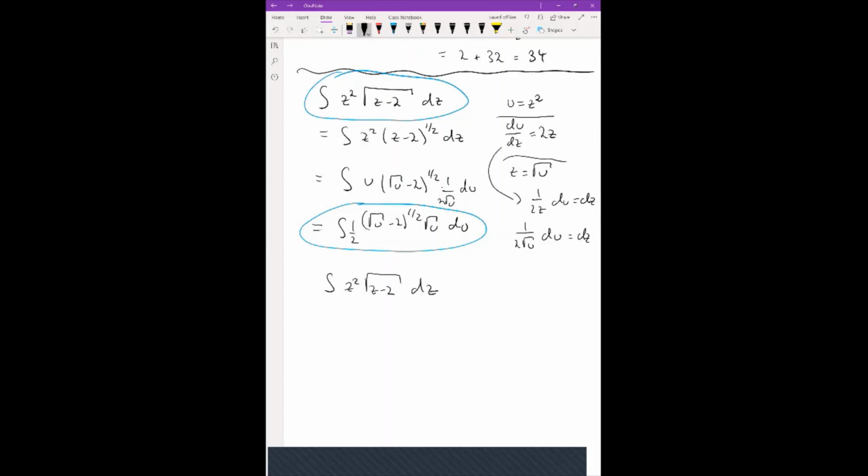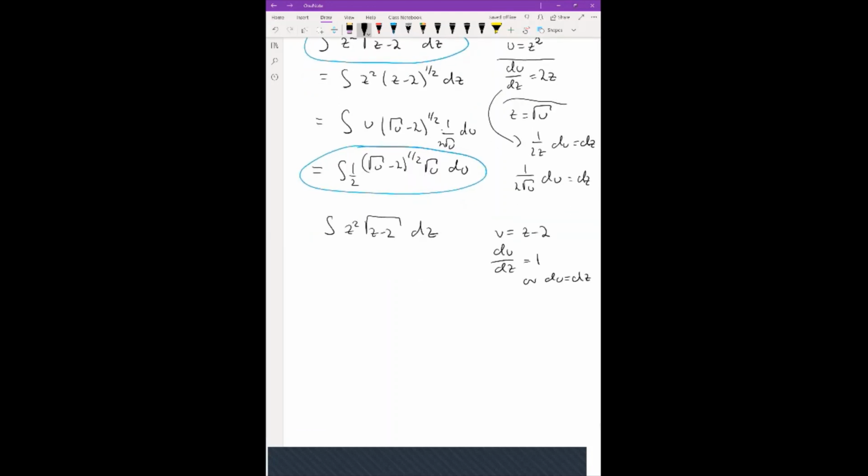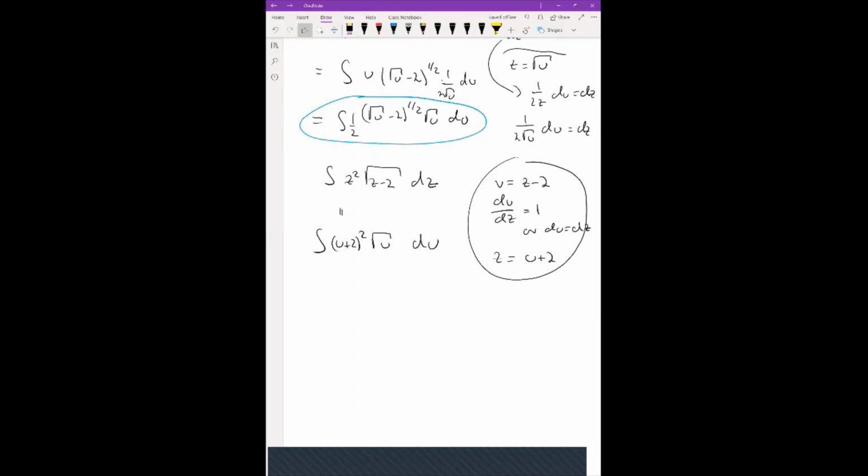And now this time let's pick u equal to c minus 2. Then du dc is equal to 1, or du is equal to dc. And if you solve this, then you get c is equal to u plus 2. So if I substitute this information in, then this integral becomes (u plus 2) squared times the square root of u du. And that is now something that can be simplified.